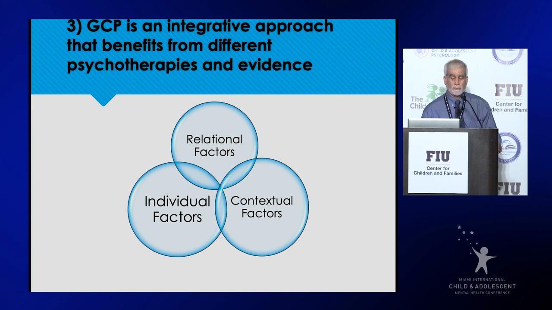What global cultural psychotherapy tries to be is an integrative approach that benefits from different types of psychotherapies in evidence. So we try to see that there is the individual, there is the relational, and there is the contextual. I think that if we're able to see how being in a particular place has an impact on us, how being African-American in Boston is very different than being white, it has an important effect on your life that's not only measured on your levels of avoidance. It's something that's happening out there that we need to look at.